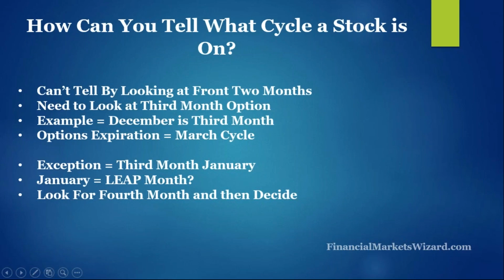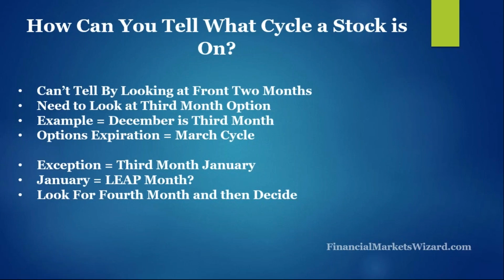So, for example, if the third month is December, then the option expiration is the March cycle, because December is the third month of the fourth quarter. So when it comes to the third month, it means March cycle. So the stock belongs to the March cycle. So you need to look at the third month.